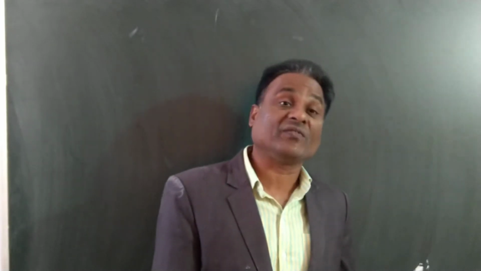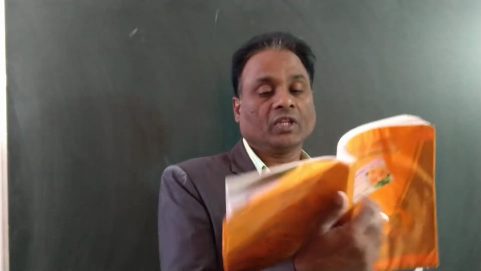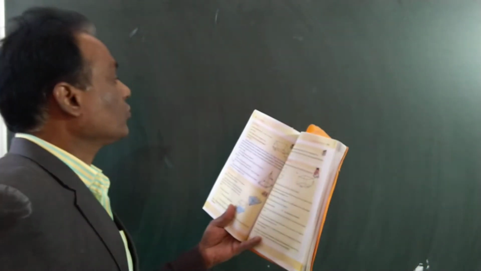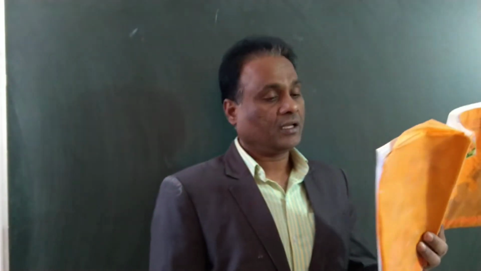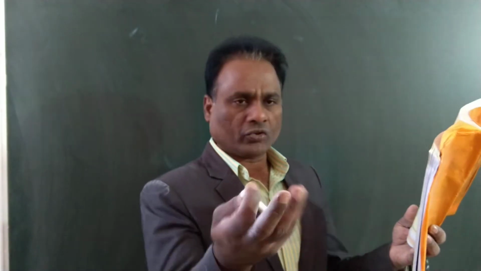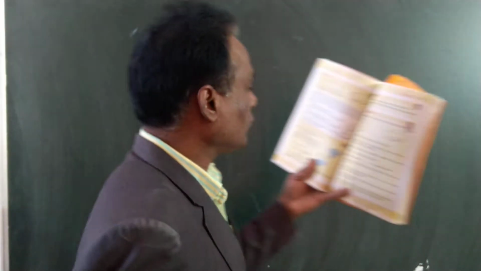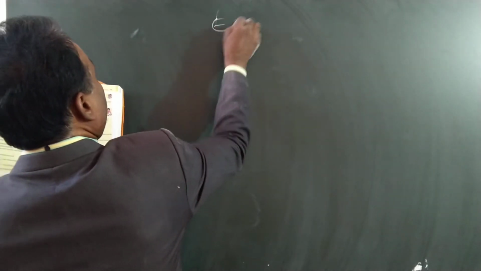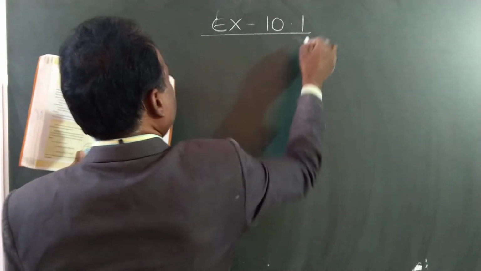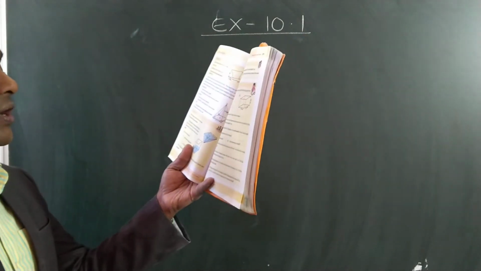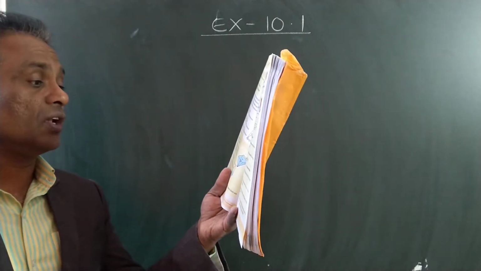And we are in the first exercise, 10.1. So all of you open your textbook, students. In this textbook the page number is 219, but new textbooks may have different page numbers. So page 219, Surface Areas and Volumes, exercise 10.1.